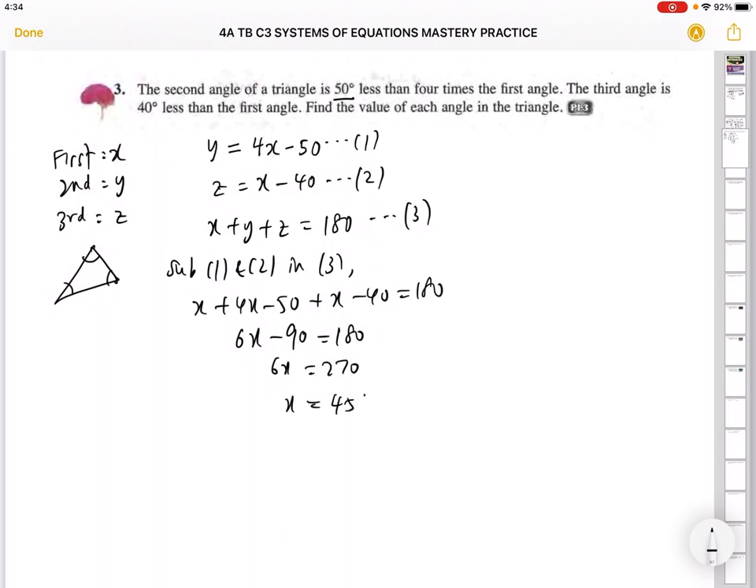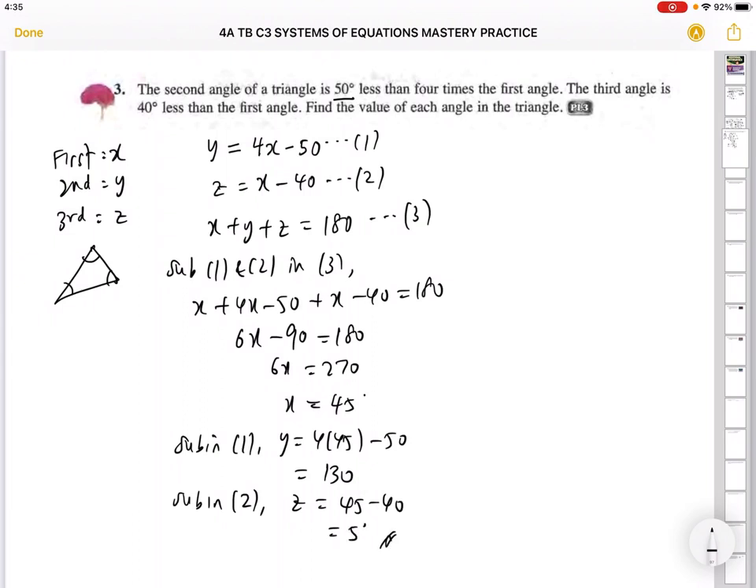Now you take this x value, you can just sub inside equation number 1. y is 4 times 45 minus 50. Now 45 times 4 is 180. 180 minus 50, 130. Then if you sub inside equation number 2, z is 45 minus 40, answer is 5.